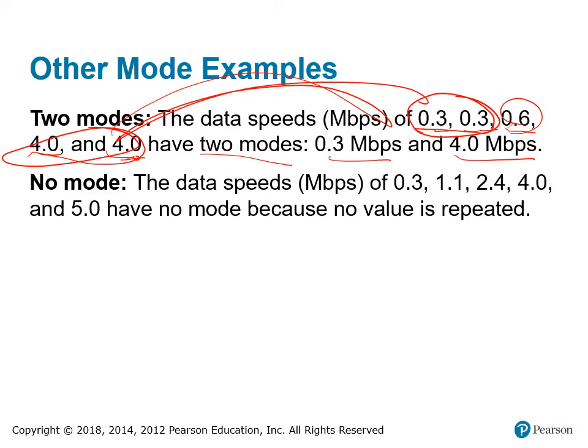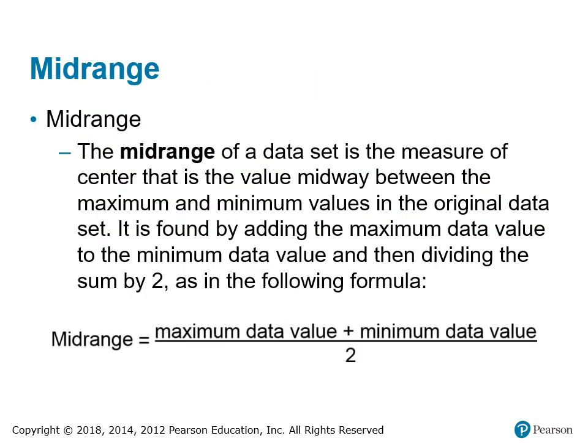What if our data set, one more time, was changed to 0.3, 1.1, 2.4, 4.0, and 5.0, in which case none of them are repeated any more than the rest. They only occur once, so then we would say there's no mode. And that's going to happen sometimes. Again, mode's not one we're going to use so much. We would use that more if we did qualitative instead of quantitative data.